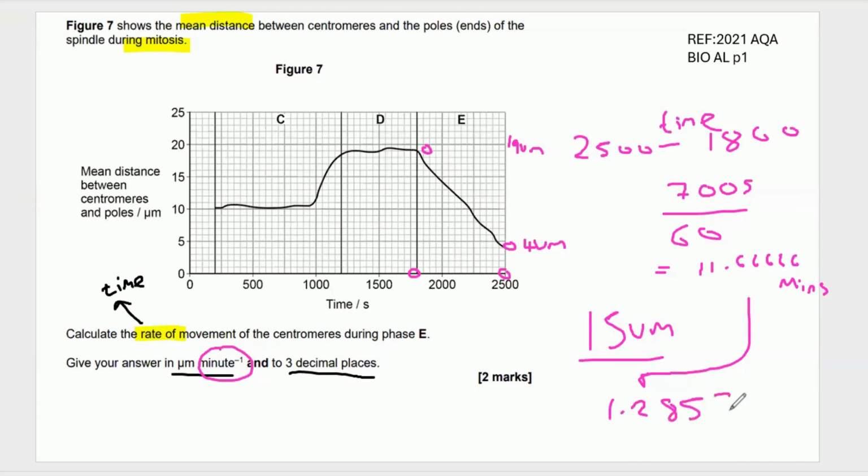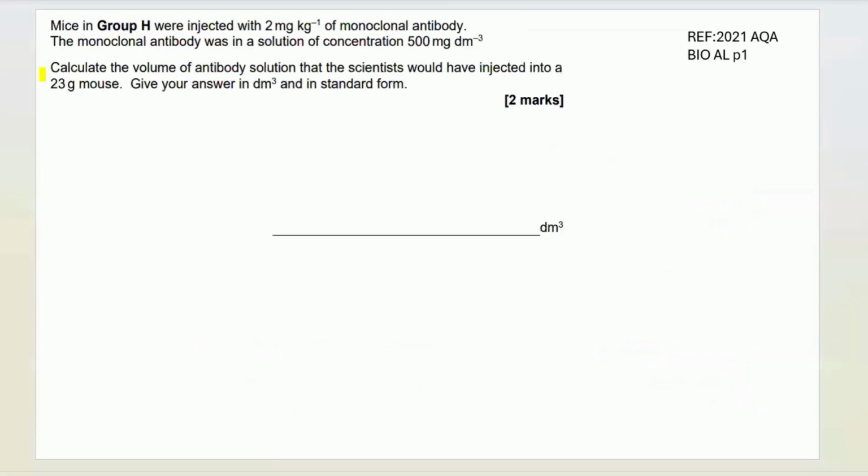And that equals 1.285714 micrometers per minute. Okay, I've used a diagonal line. You can just write minute to the -1. It wants 3 decimal places. So as I go 1.285, the 5 is greater. So I'm going to raise it up to 1.286. There we go.